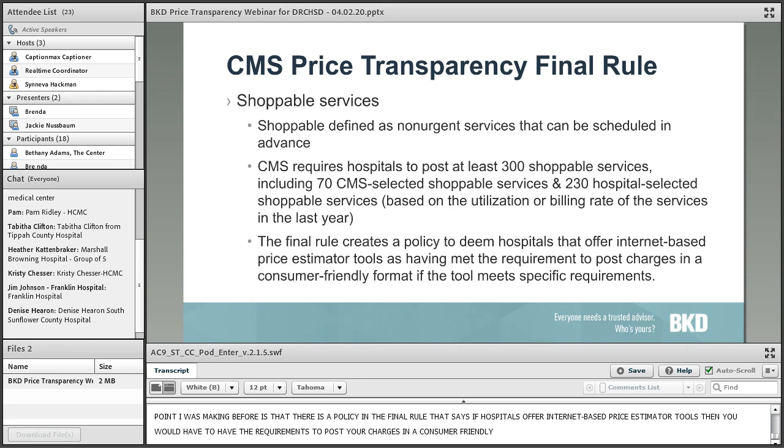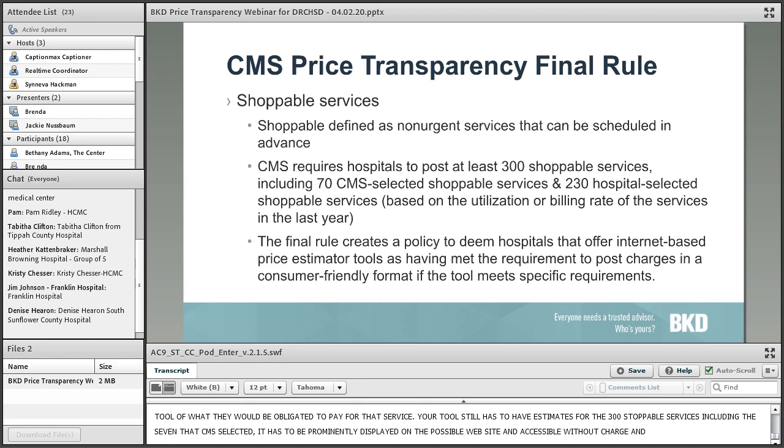This is the point I was making before, that there is a policy in the final rule that says if hospitals offer internet-based price estimator tools, then you would have met the requirements to post your charges in a consumer-friendly format. That tool does have to meet specific requirements, and those specific requirements are spelled out in the final rule. A few of those would be that the consumer has to, at the time they use the tool, obtain that estimate of what they would be obligated to pay for that service.